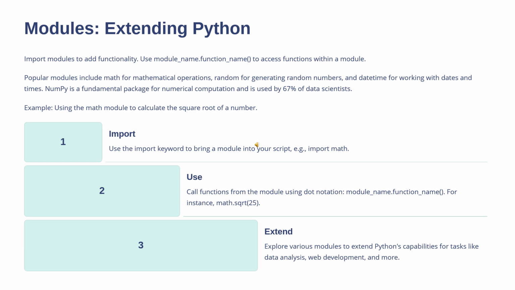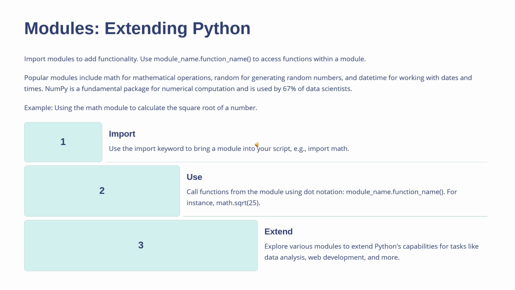Modules: extending Python. Import modules to add functionality. Use module_name.function_name() to access functions within a module. Popular modules include math for mathematical operations, random for generating random numbers, and datetime for working with dates and times. NumPy is a fundamental package for numerical computation and is used by 67% of data scientists. Example: using the math module to calculate the square root of a number.